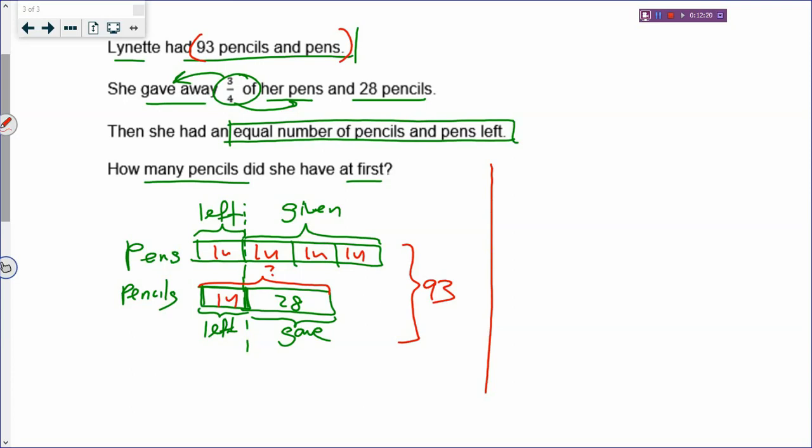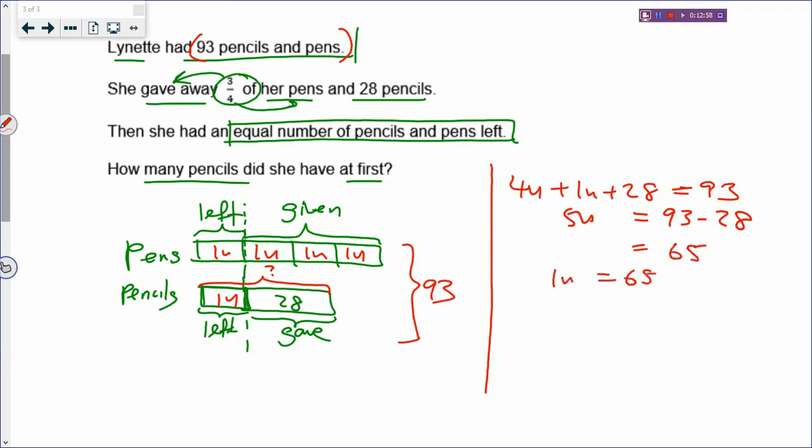So another way to use the model to continue to work out the steps is to find the total. Can you add up all the pencils and pens? Yes, the pens have 4 units and the pencils have 1 unit and 28. So you add the whole model, add everything together, and that will give you the total 93. So the lesson here: can you find the total in your model? Once you can do that, the next step will be simple. You have 5 units, which will be equal to 93 minus 28. What is 93 minus 28? You will get 65. So your 1 unit will be 65 divided by 5, and your 1 unit is 13.